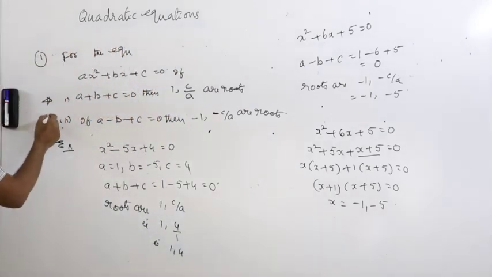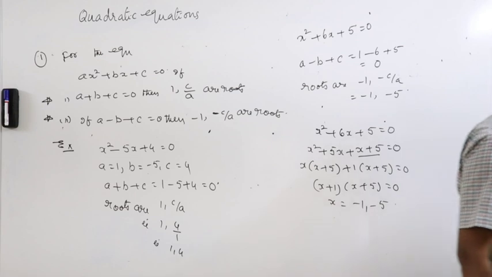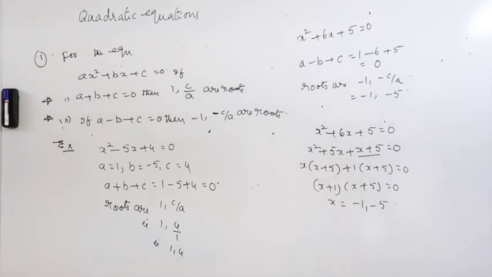So in the equation, if a plus b plus c equal to 0, 1 comma c by a are roots. If a minus b plus c equal to 0, then minus 1 comma minus c by a are roots.